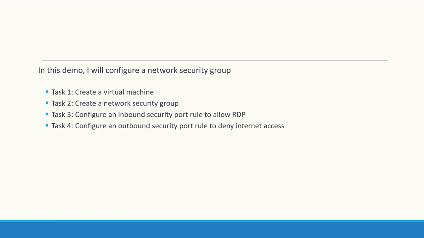After that, I will create a network security group, and I will now use the network security group to create an inbound security port that will allow an RDP into the virtual machine. In task 4, I will configure an outbound security rule that will deny internet access into the virtual machine.